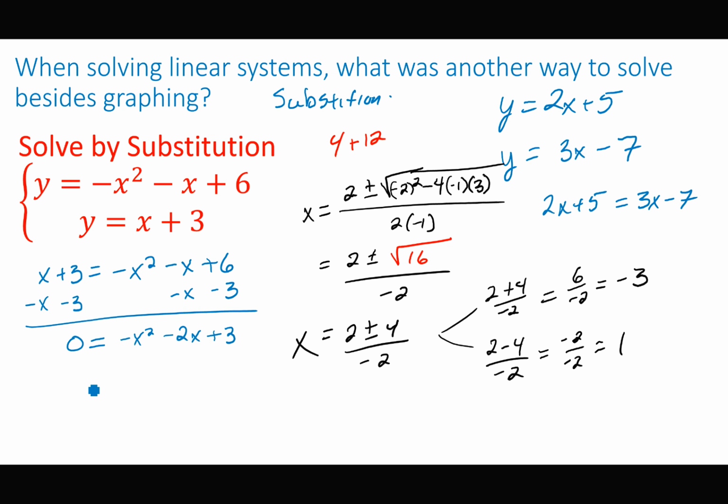I could have also done this with factoring. Okay, if I brought a negative out, I would end up with x squared plus 2x minus 3. And so this would be two numbers multiplied to get -3 that add up to be 2. Okay, can we think of two numbers that I can multiply to get -3 that add up to be 2? Inez?